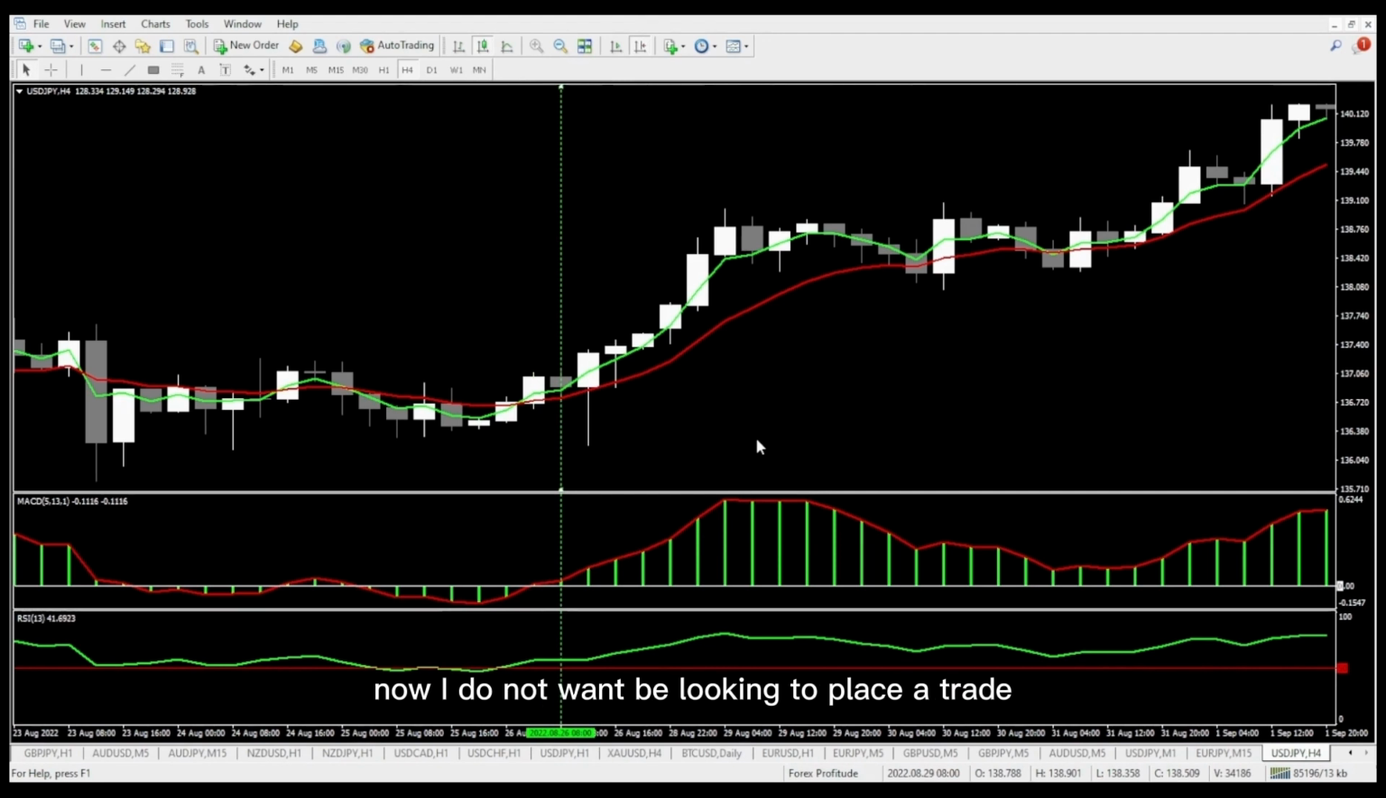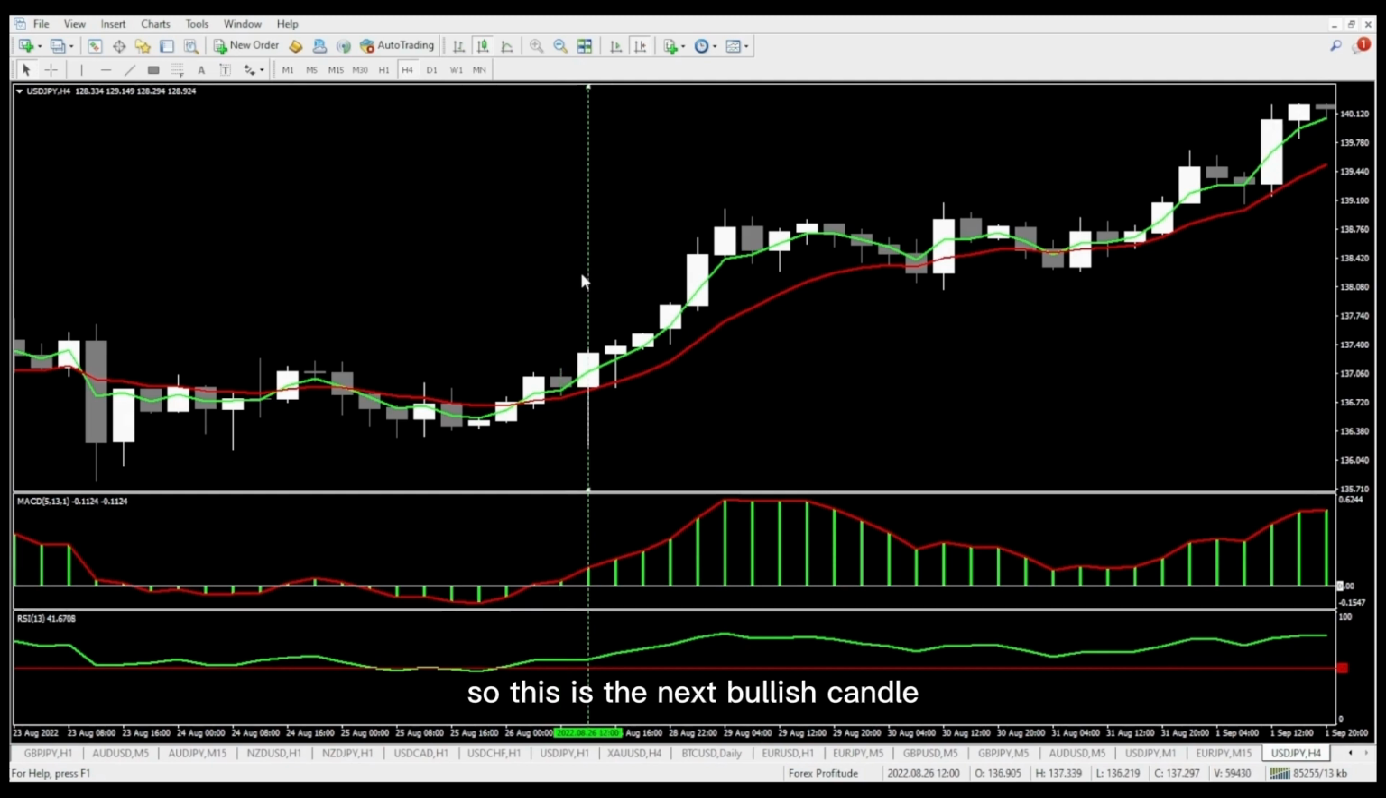Now I do not want to be looking to place a trade on a candle that is facing the wrong direction. Now this is a gray candle and I'm looking for a buy trade. I would like to have a bullish candle before I look for a buy trade. That signal candle should be the same color as the direction I'm trading. So I want a bullish candle to appear. I want that to be the signal candle.